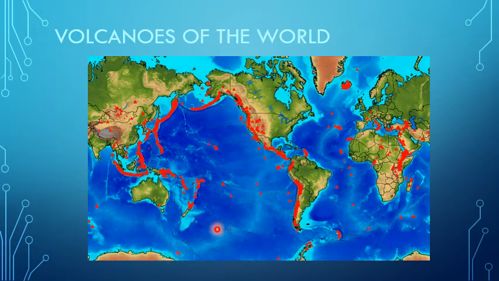Volcanoes of the world. Volcanoes are formed along plate boundaries. Plate boundaries meaning convergent plate boundaries, divergent plate boundaries, and transform fault boundaries. But volcanoes are just concentrated in the first two types of boundaries, convergent and divergent plates.